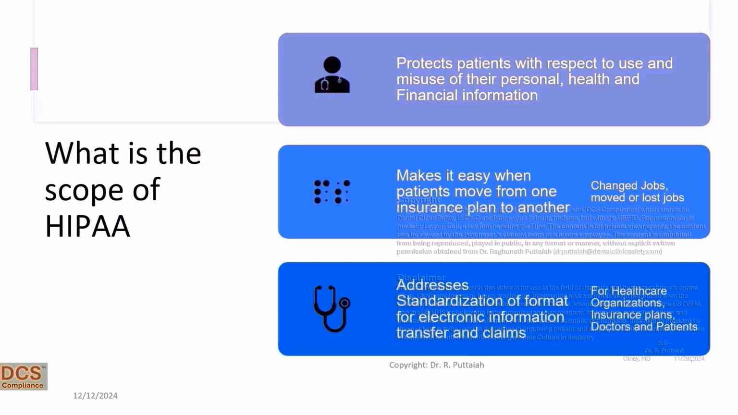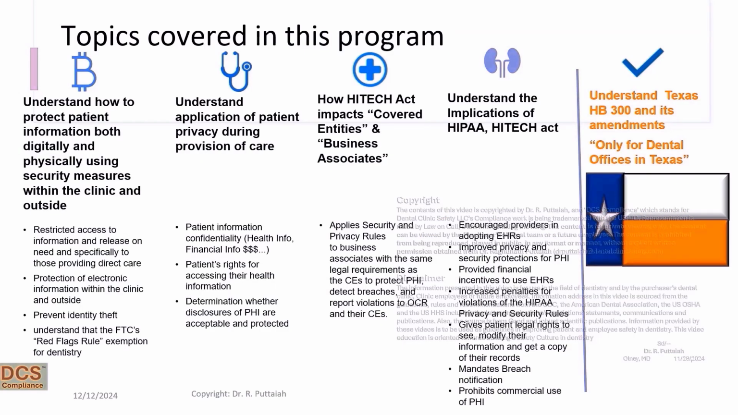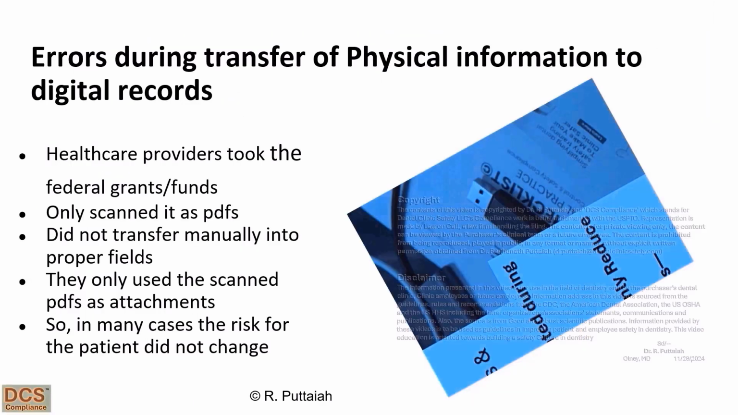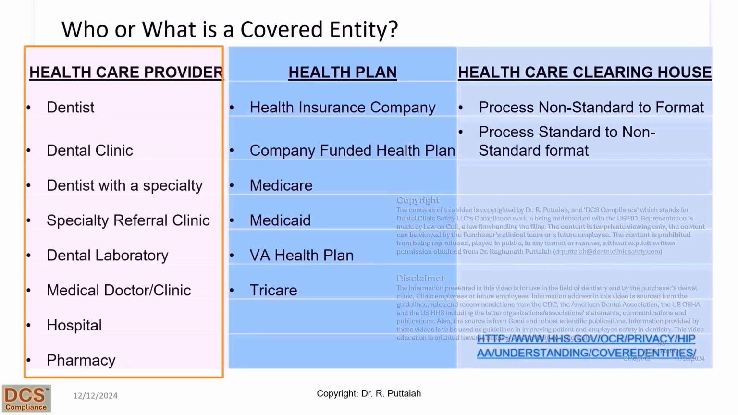Scope. What is the scope of HIPAA? HIPAA protects patients' personal information, health information and financial information, specifically for those directly involved in providing care, protecting the electronic information within and outside the clinic, preventing identity theft and understanding the red flag rule. It's entering the information into the specific database fields. Most use the PDFs as attachments, which are non-searchable by query. Therefore, process non-standard information from one covered entity and convert it to a standard electronic format or data content, or vice versa.